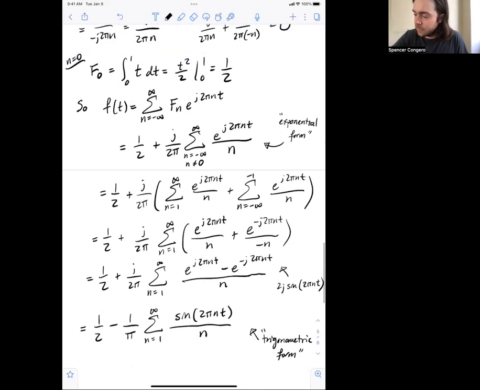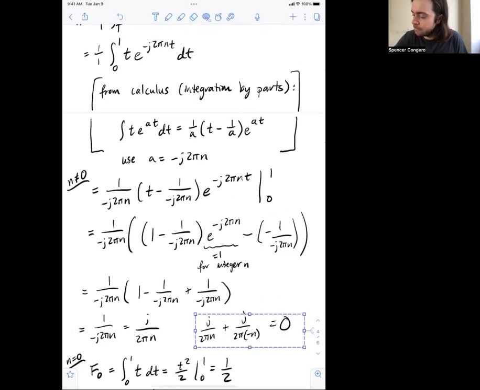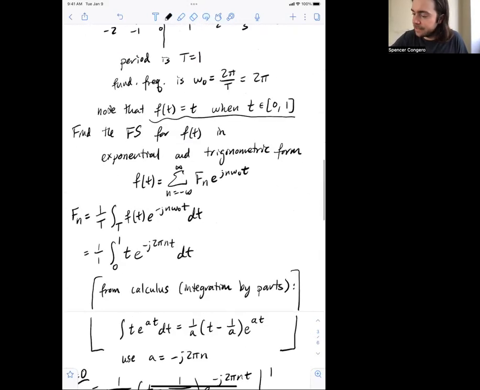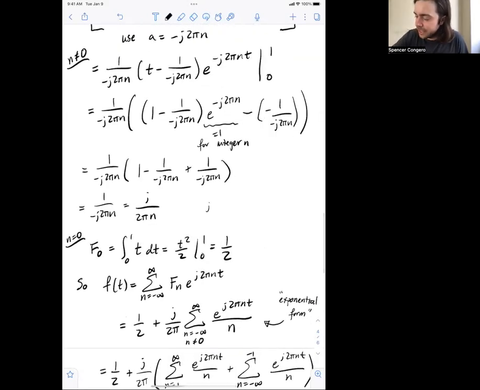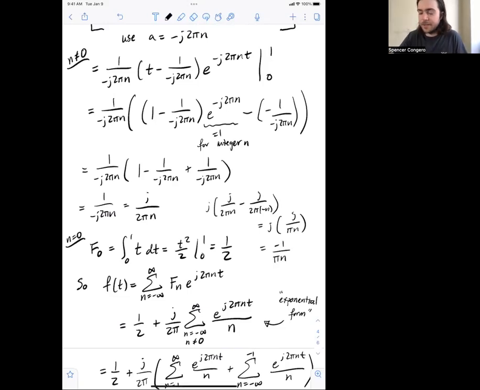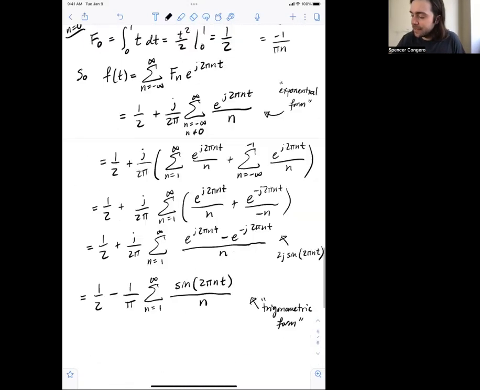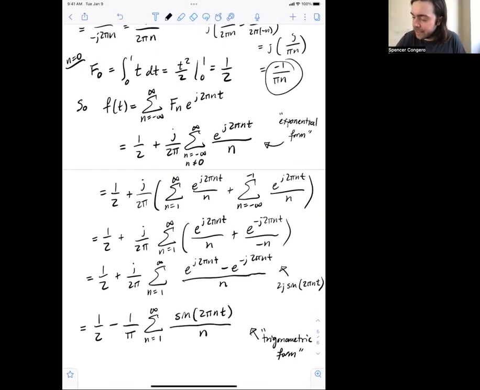And so our 1/2 is correct as well. And then finally, what about the coefficients in front of sine? Okay, we're going to have j times f sub n minus f sub negative n. Let's see what that would be. So j times f sub n, j over 2 pi n, minus f sub negative n, j over 2 pi times negative n. What am I going to get? Well, I get a negative times a negative, so I'm just going to get 2 times j over 2 pi n. So that's going to give me j over pi n. And the j's give me a negative 1 over pi n. Those should be the coefficients multiplying my sine. And sure enough, they are, right? Negative 1 over pi n, negative 1 over pi n.